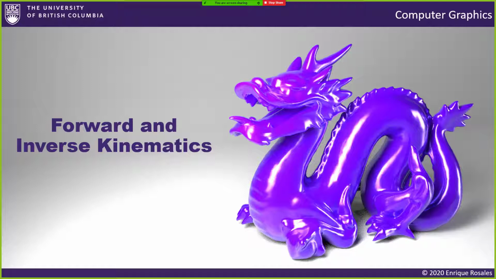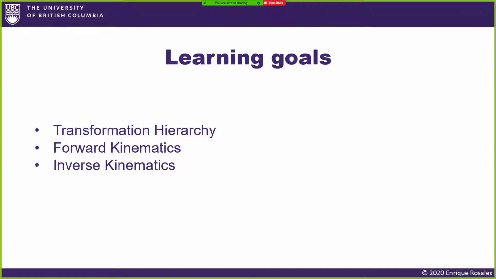Good, great. Okay, so learning goals from today are the following. We will see something called transformation hierarchy that will lead us to what is called forward kinematics and then to inverse kinematics. And this is related with your second coding assignment.